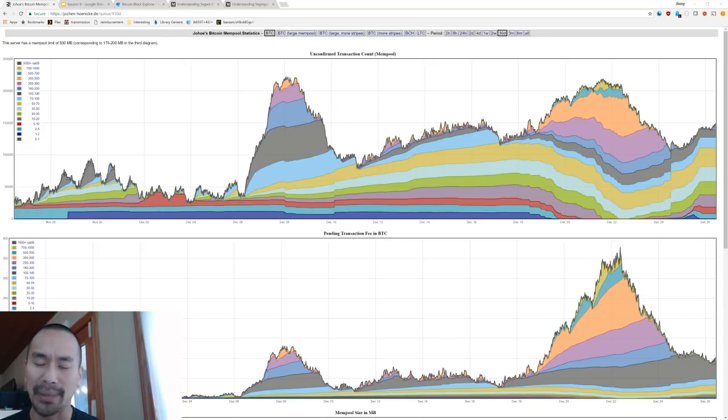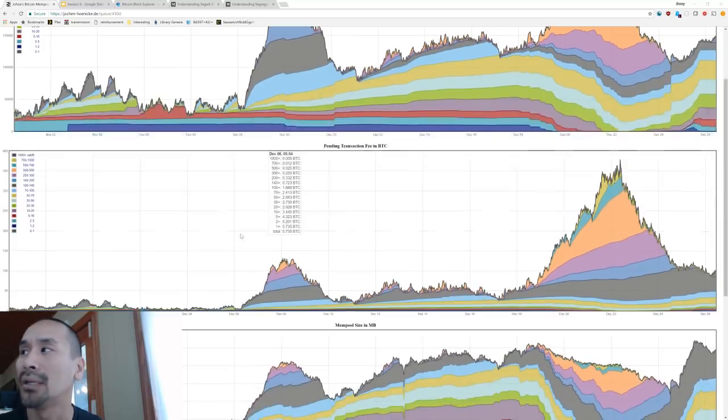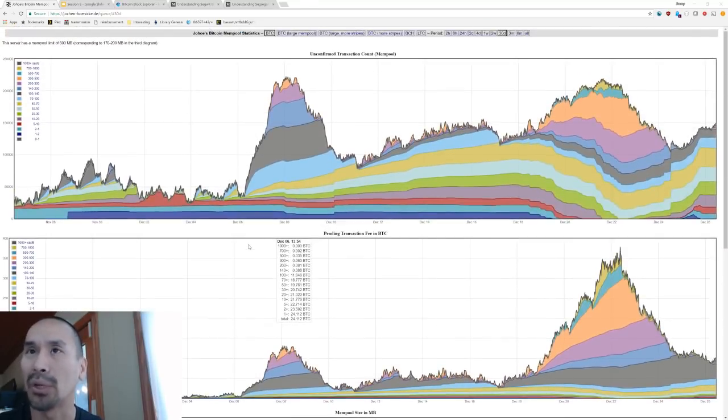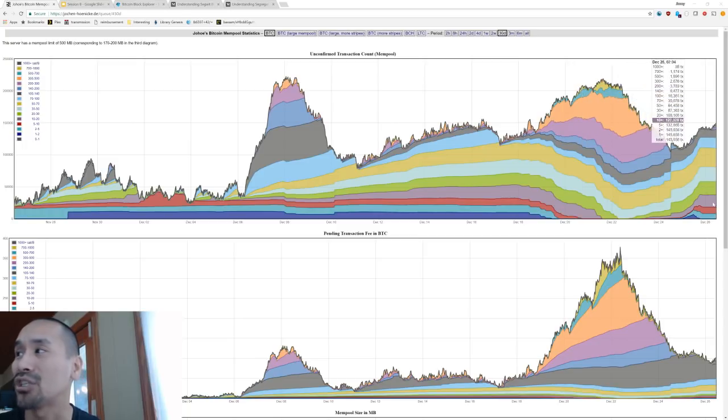I wanted to talk about the mempool and SegWit in particular, and how SegWit would help relieve mempool congestion. I have this graph up. This is the current state of the mempool. There are sort of three ways to look at it. The first is just the number of unconfirmed transactions at each level.